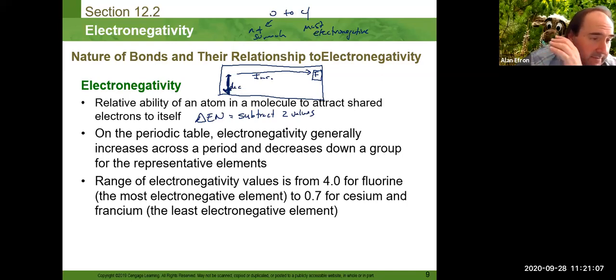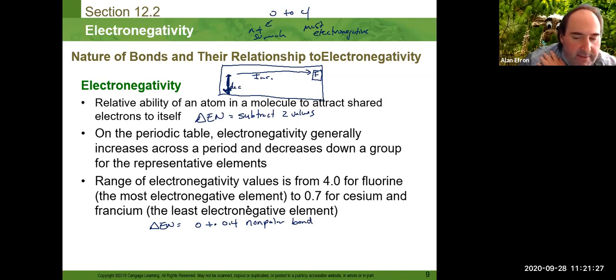Higher number from lower number gets you a positive number, is the way you usually do it. And if you do that subtraction and you have a difference in electronegativity that runs from 0 to 0.4, it is considered a nonpolar bond, which basically means it's a nonpolar covalent bond. And it basically means that we would expect those electrons to be shared equally.